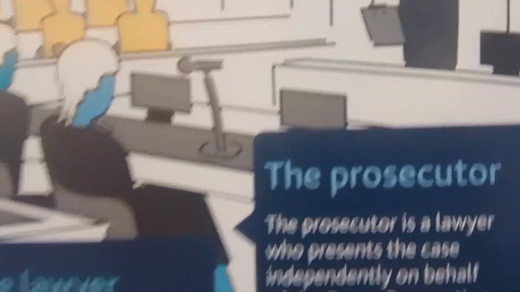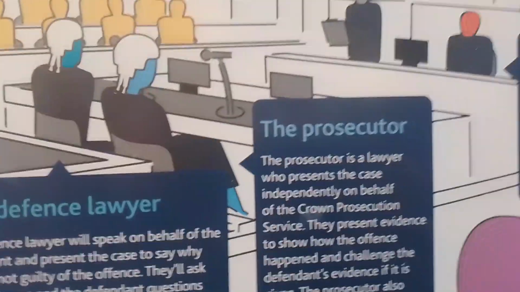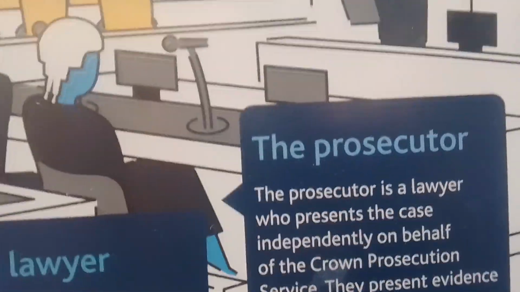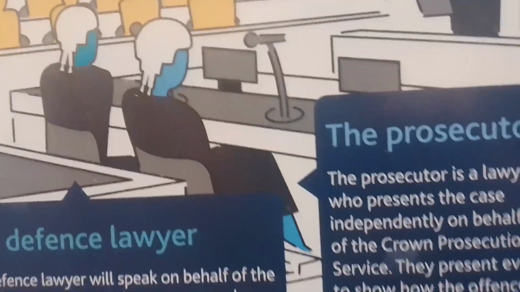Now you'll notice in this diagram, the prosecution is wearing a wig and a gown. That's one way that you can tell a prosecution lawyer. In fact, they're not prosecutors, they are prosecution lawyers. It says so right there, lawyers, prosecution.